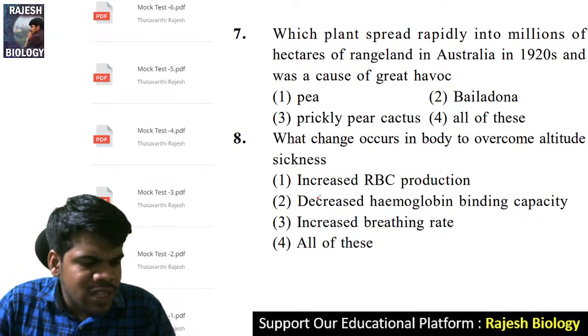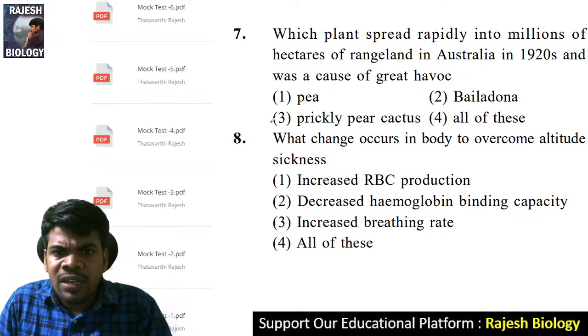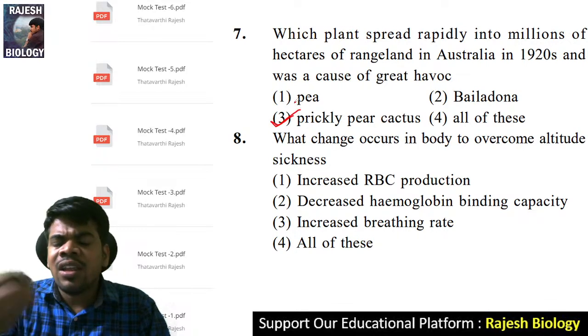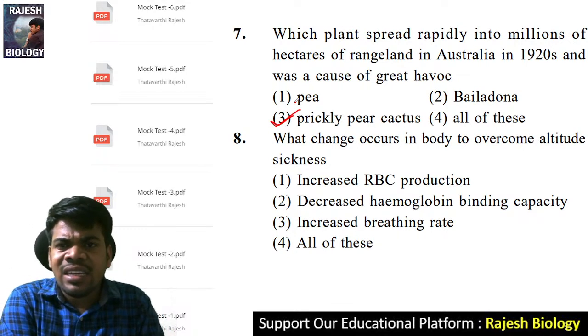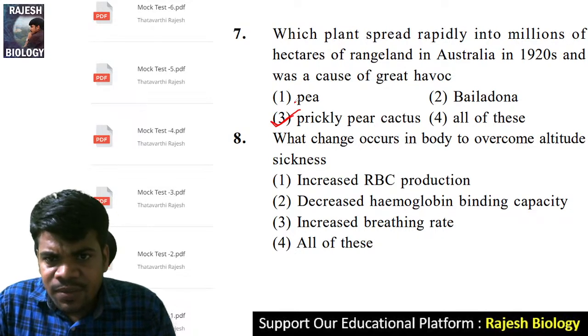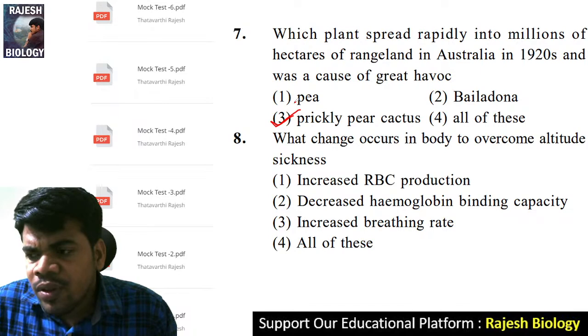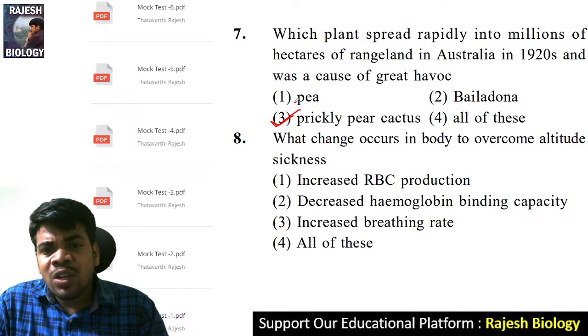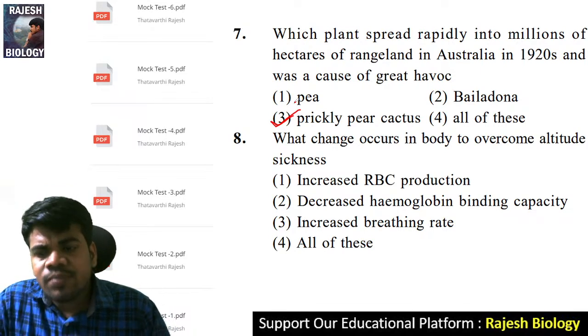Yes, Gnaneshwar, prickly pear cactus. Later, they released cactus-eating biological predators. It is one example of the purpose and use of biological predators.